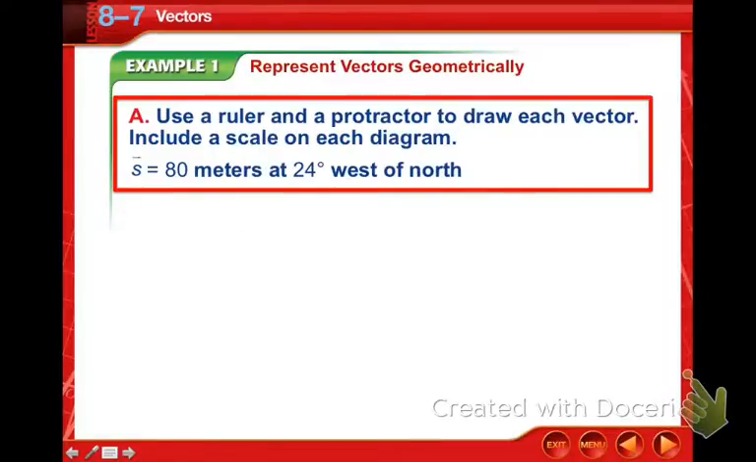So our first example, example 1A for that matter, wants us to use a ruler and protractor. Kind of hard to do whenever you're on an iPad like I am. So I'm going to just draw lines that I know are pretty close to that.